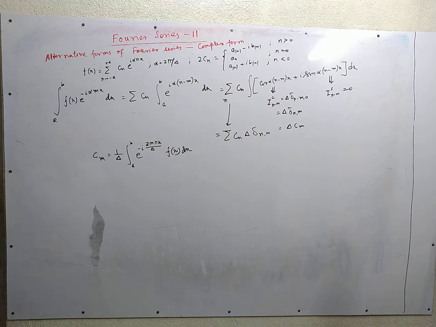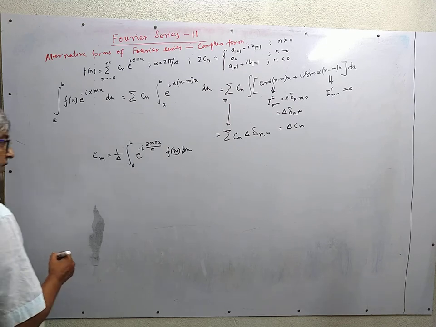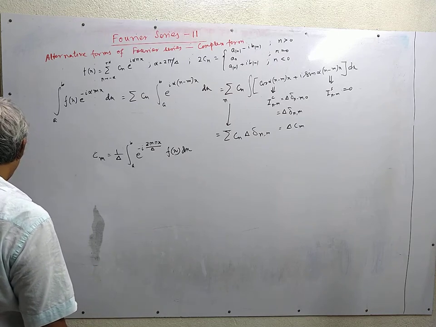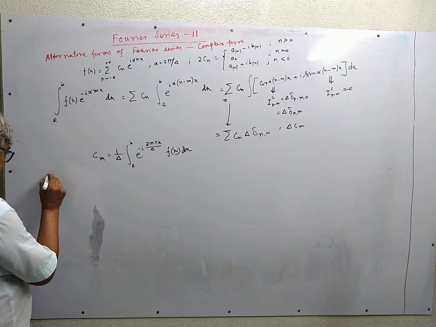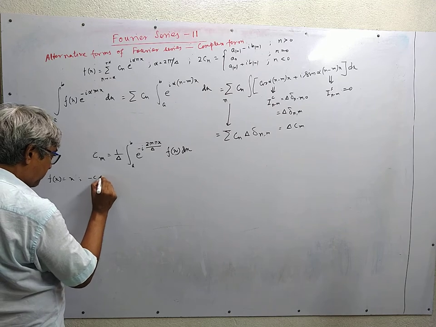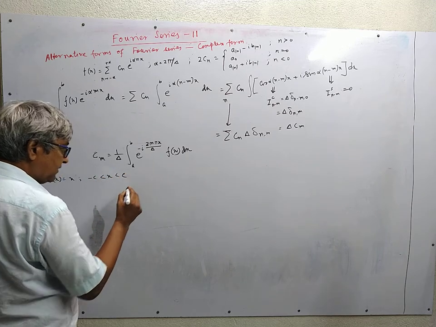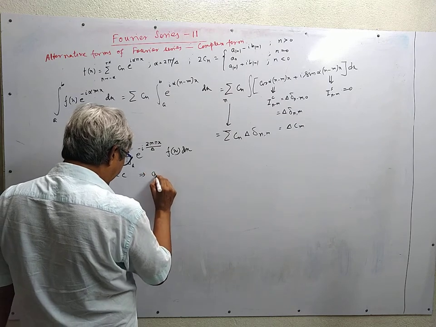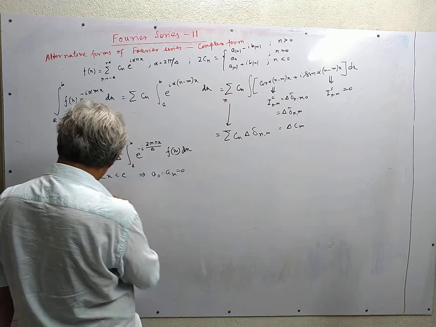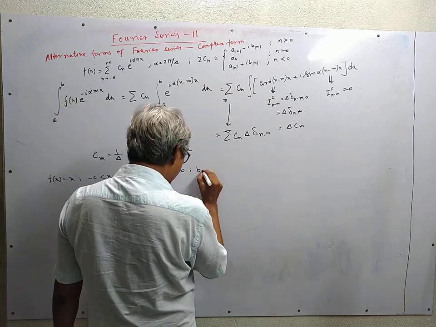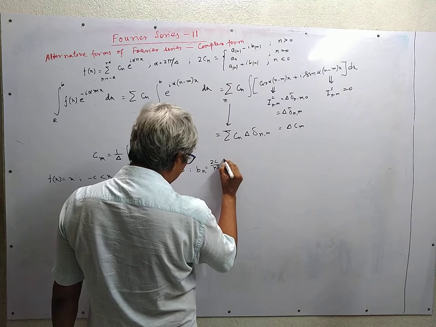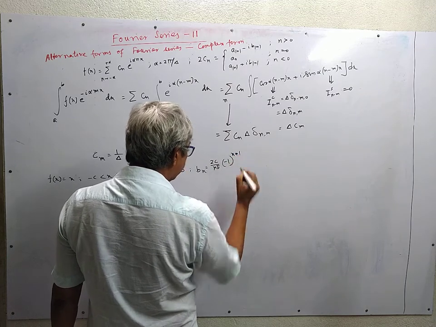Let me apply this to a function which we have already done in the case of trigonometric Fourier series. So we know that for trigonometric Fourier series, f of x is equal to x when defined between minus c to plus c. We will have a0 and an are 0 since it is odd, and bn is 2c by n pi minus 1 to the power n plus 1.